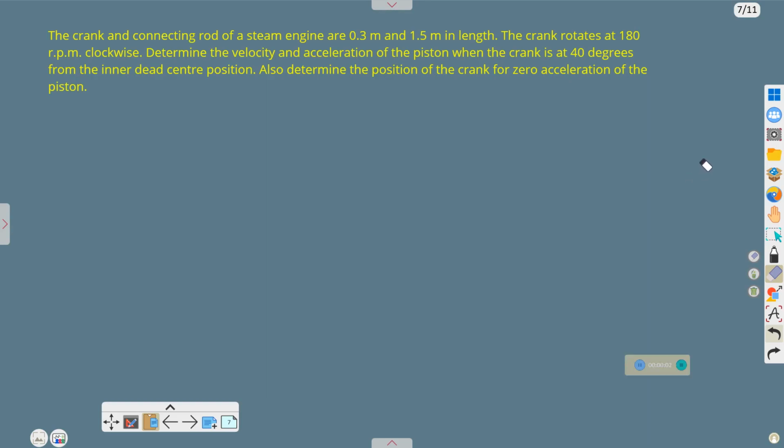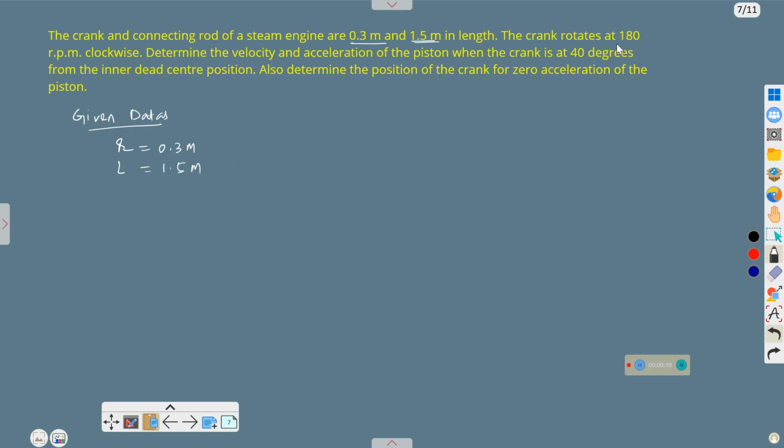So let us try to solve this question. Here it is saying that the crank and connecting rod of a steam engine are 0.3 meter and 1.5 meter in length, right? So crank radius is given. So given data, crank radius r is given to us as 0.3 meter, and the connecting rod length, that is L, is given to us as 1.5 meter.